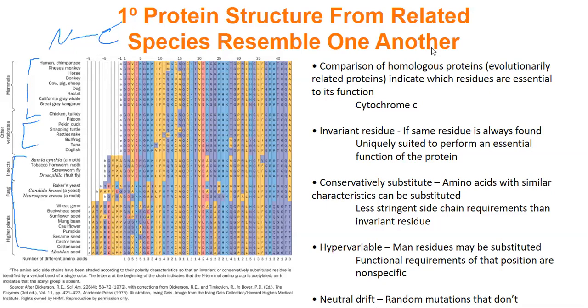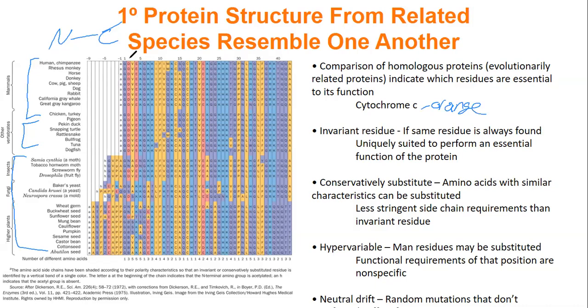So what this chart is showing you is that we're comparing homologous proteins that are related evolutionarily. And we're seeing which residues are the same in different species. The exact protein we're looking at is cytochrome C. Those of you who are in the lab, this was the protein that made our solution orange in the lab, cytochrome C.